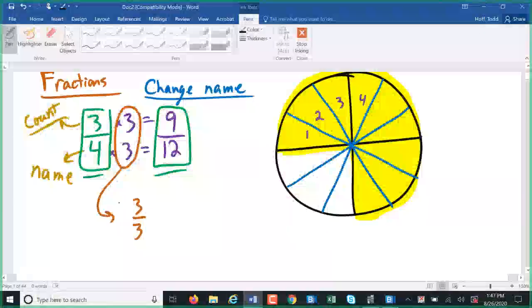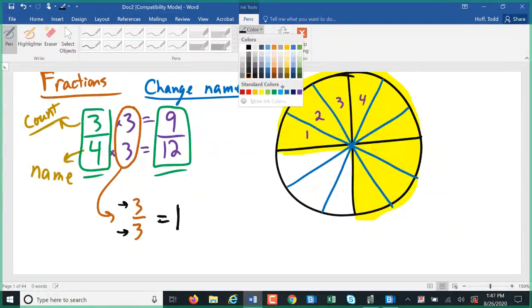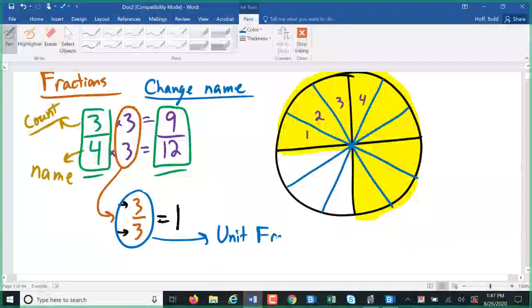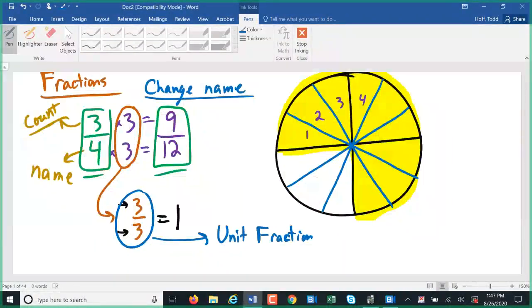The top number, 3, means we have 3 pieces. The bottom number means it takes 3 pieces to make a whole object. In other words, we have 1 whole object. This is what is referred to as a unity fraction. A unity fraction is a very powerful tool that we're going to use a lot throughout the next 2 semesters as far as converting measurements and other things like that.